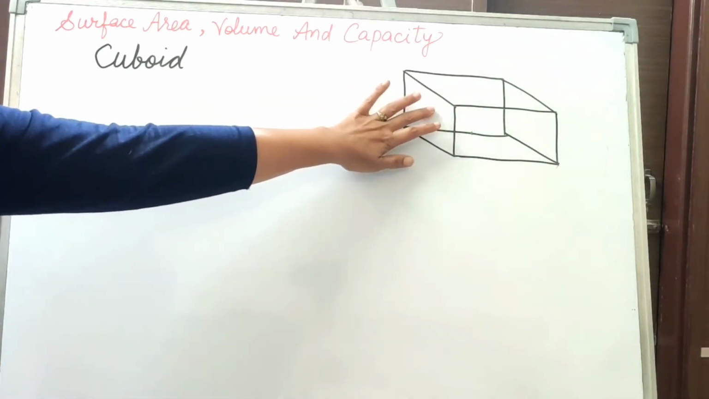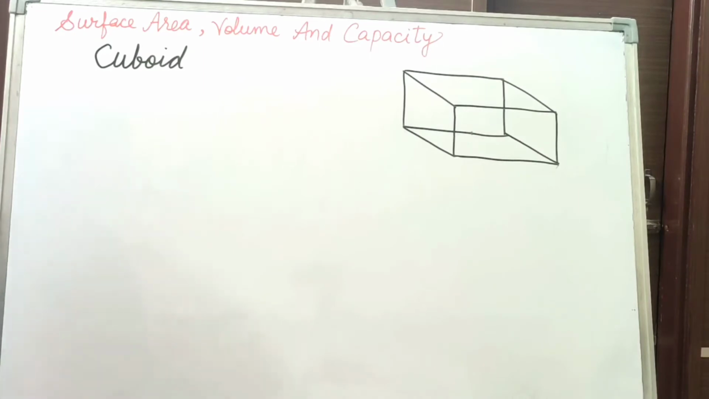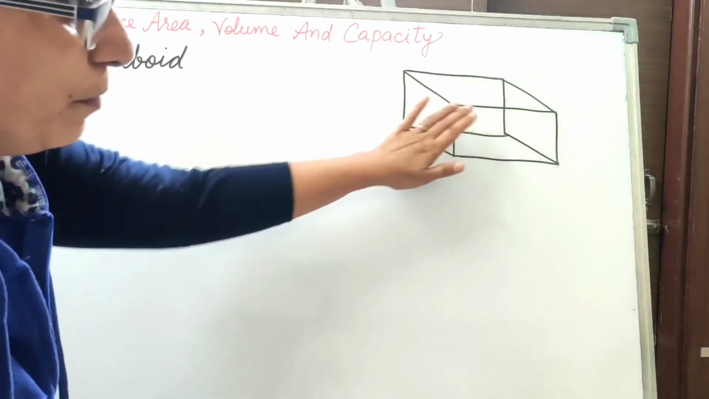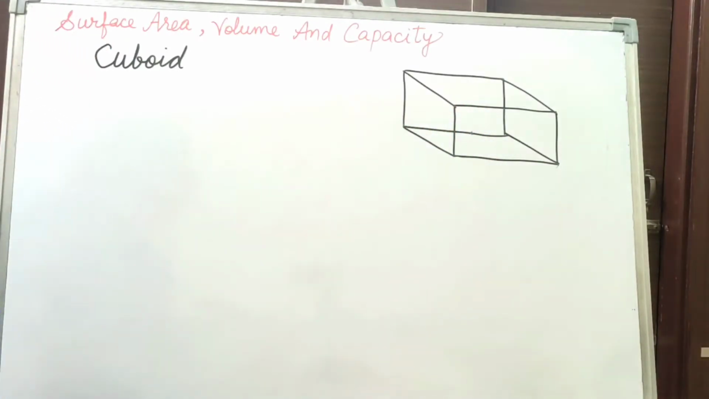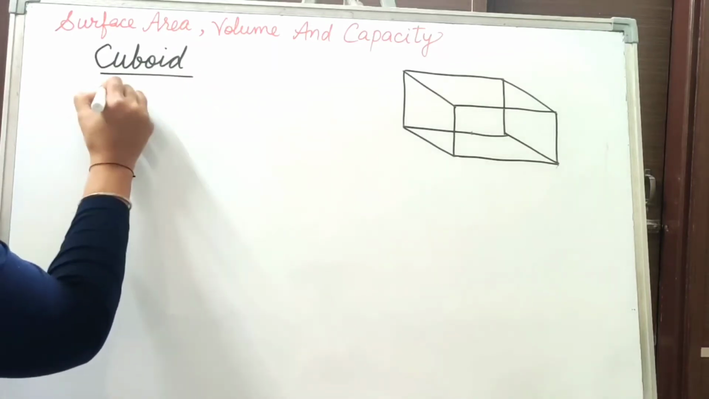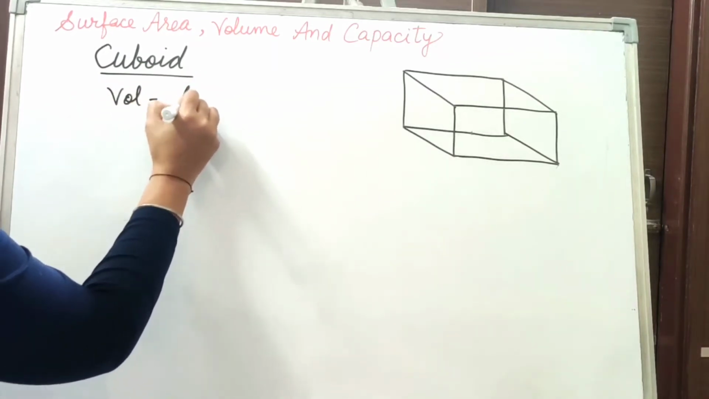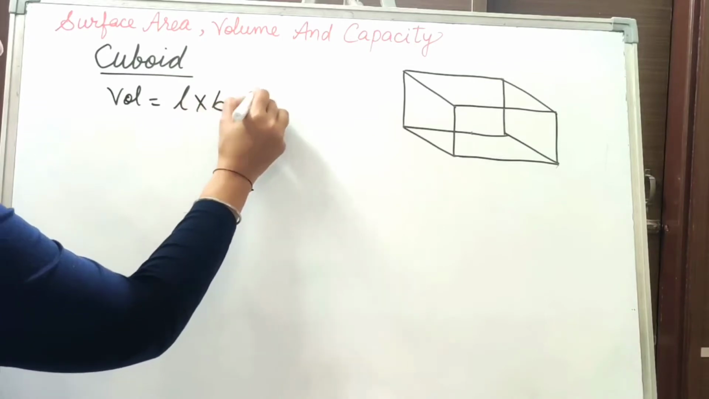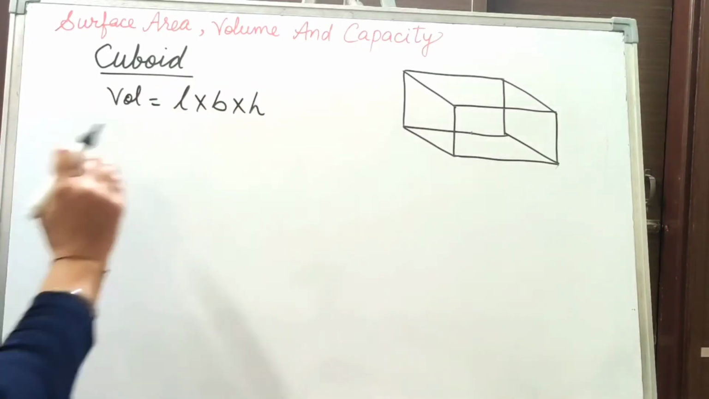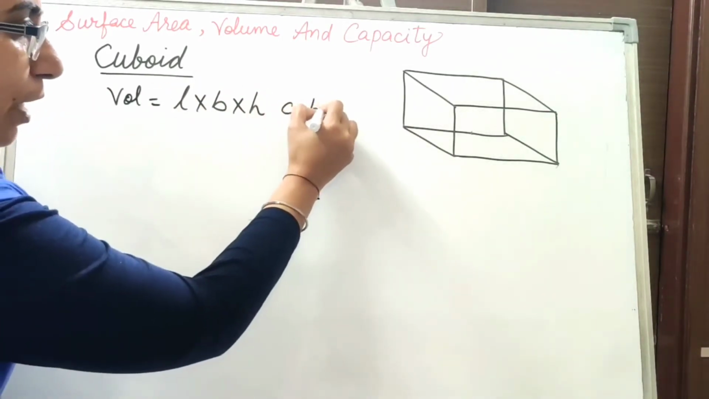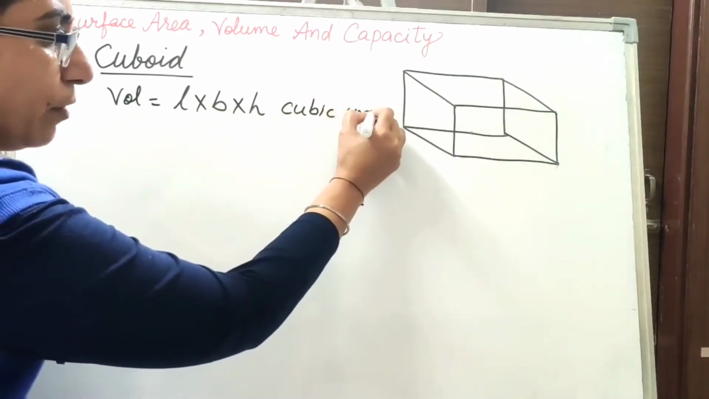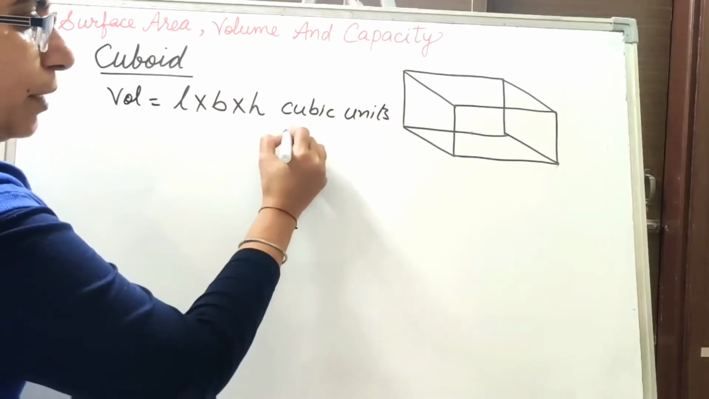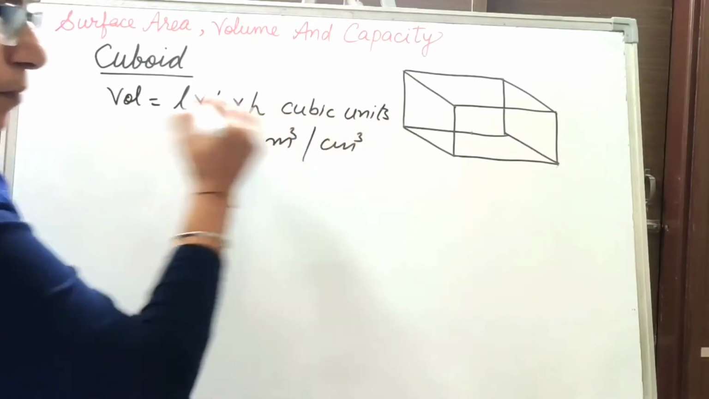So here I have taken a cuboid. For the cuboid, all faces of a cuboid are rectangular in shape. So the volume of this cuboid is length multiply breadth multiply height, cubic unit. Like area is in square unit, volume is in cubic unit, meter cube or centimeter cube, like this.